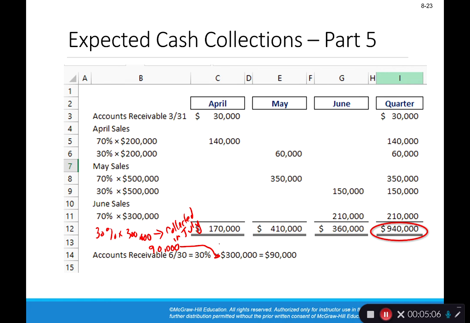And that's all there is to the sales budget and schedule of cash collections. It's really a function of doing what you're told in the assumptions.